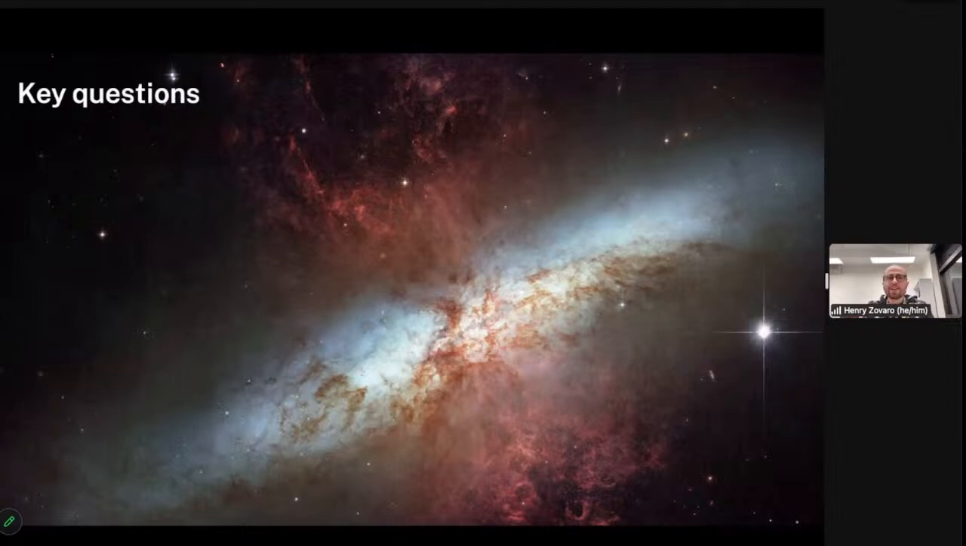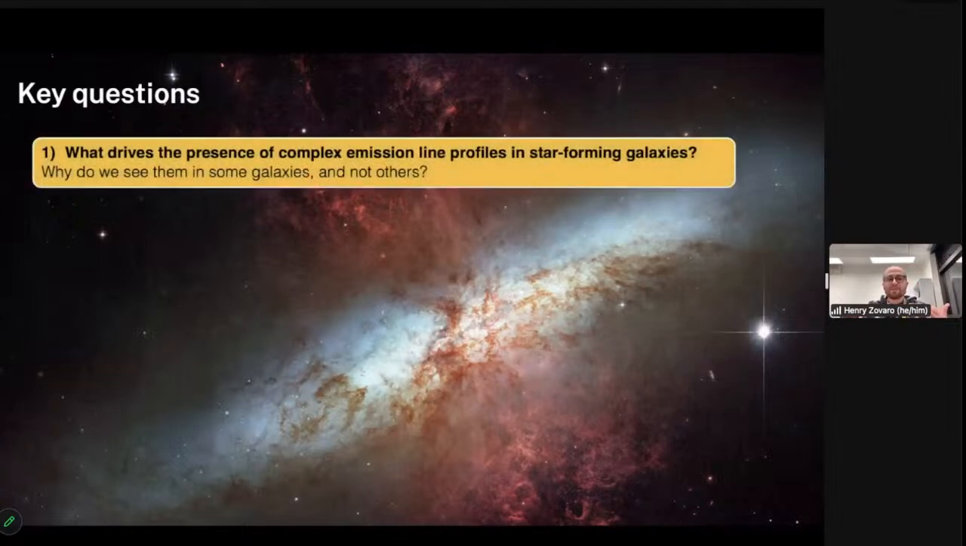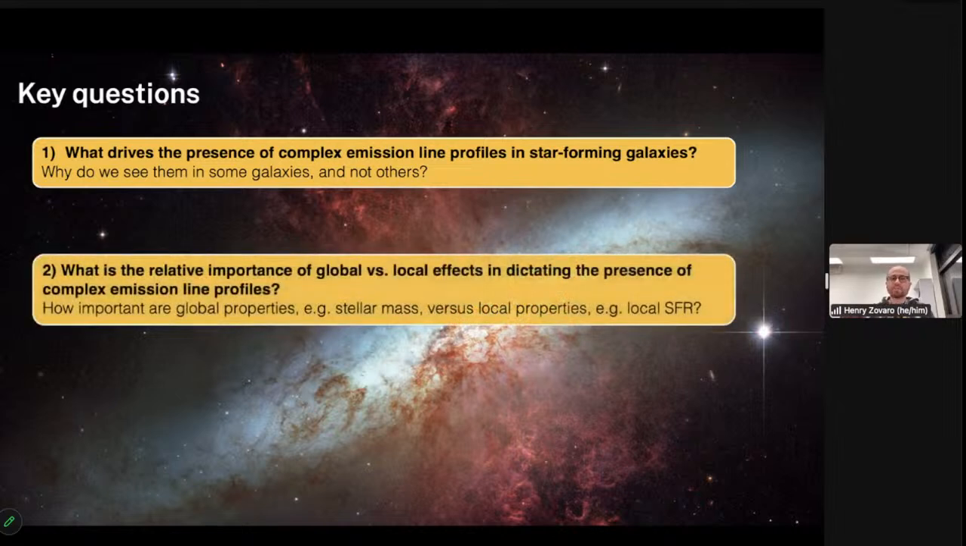So this brings me to the key questions I'm going to ask in this talk. The first is, what actually drives the presence of complex emission line profiles in star-forming galaxies? So why do we see them in some galaxies but not in others? And the second question is, what is the relative importance of local versus global effects in dictating the presence of complex emission line profiles? So how important are global properties, such as stellar mass, with respect to local properties, such as the local star formation rate in a particular region of the galaxy?